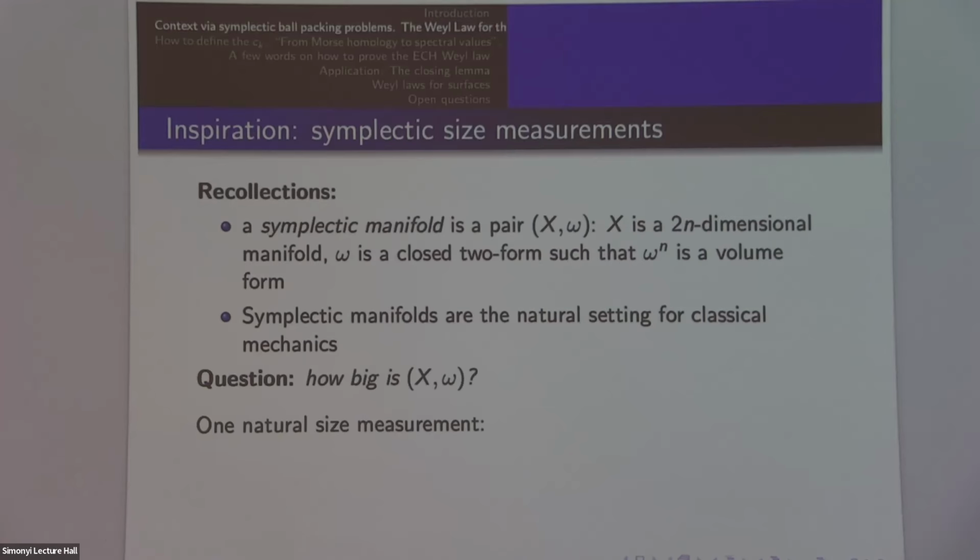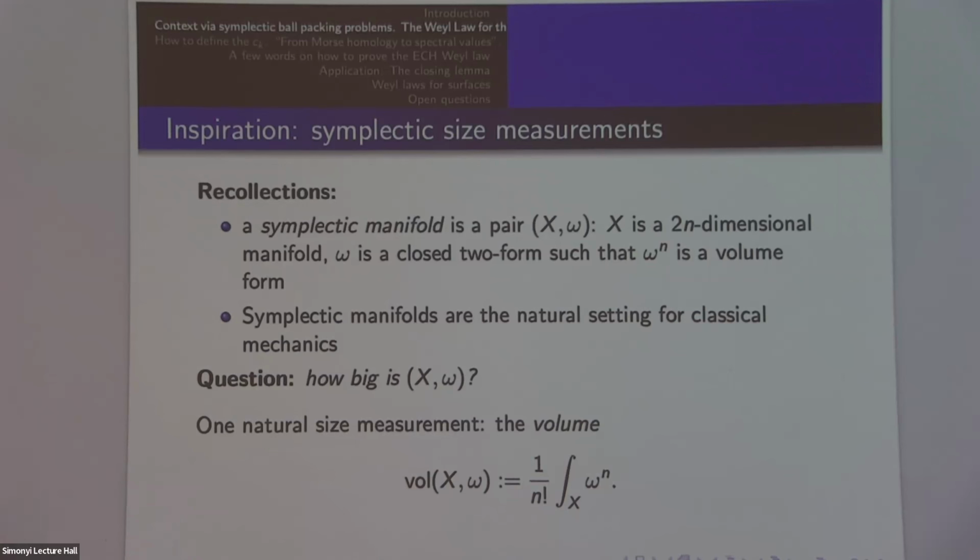And a seemingly naive question, which ends up being quite important to our story, is to say, how big is this symplectic manifold? I give you a symplectic manifold, you have to tell me how big it is. Give me a number. So what can we do to measure size? Well, one thing we can do is compute the volume of the manifold. I have a 2-form, I take its nth exterior power, I get a number. That's the volume.